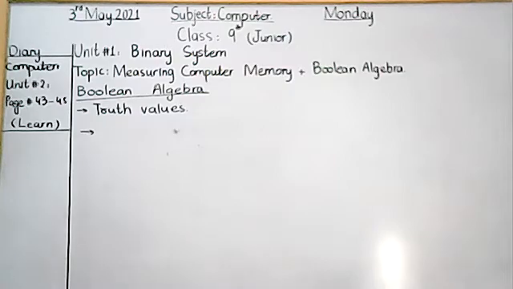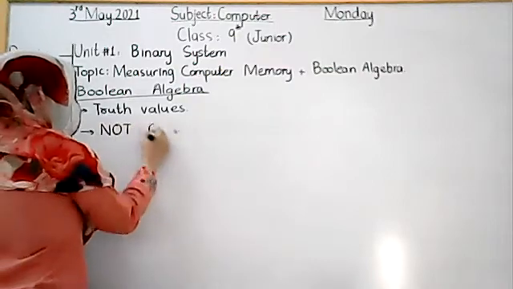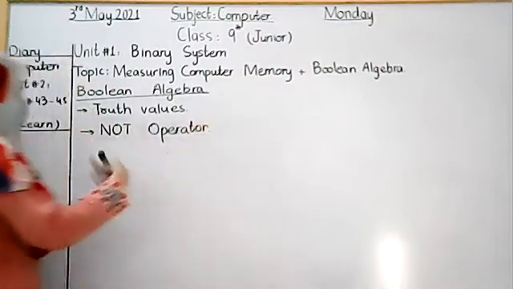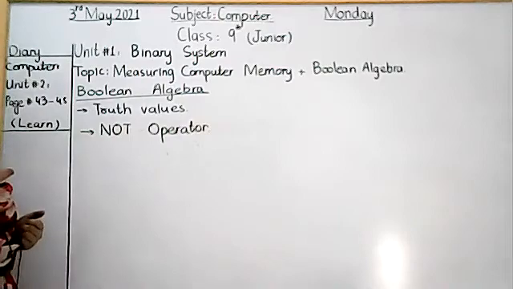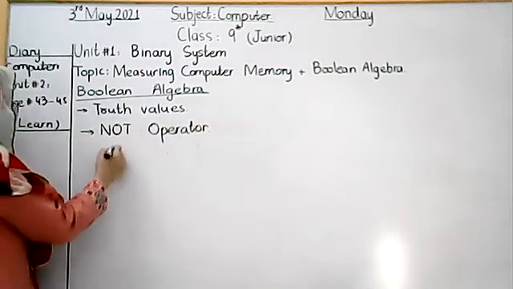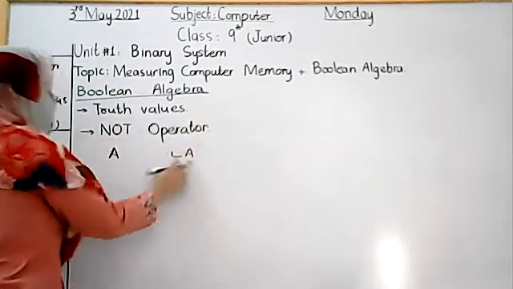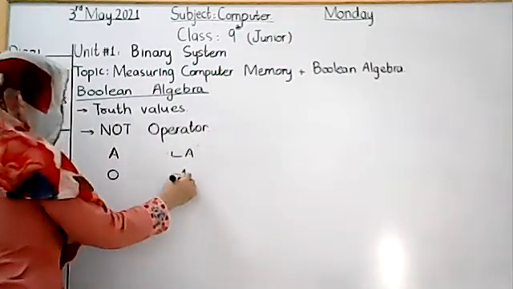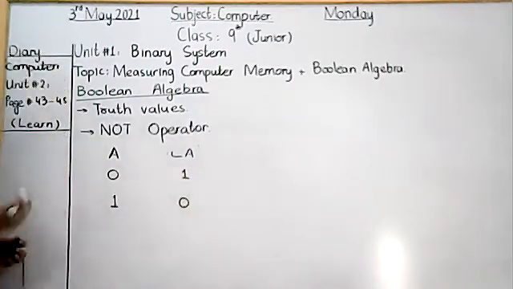Okay, now we will talk about the NOT operator. A NOT operator is an operator which makes the value opposite, and it always works with just one operand. For example, here is A, so the NOT operator will be denoted as not A. So if the value of A is 0, the result will be 1, and if the value of A is 1, the result will be 0. In this way, a NOT operator works.